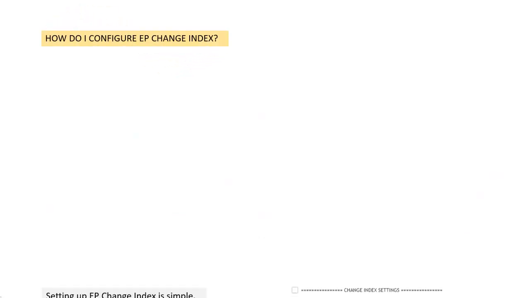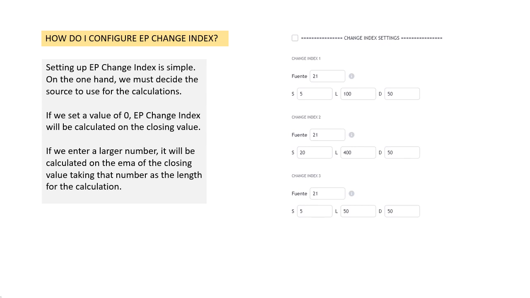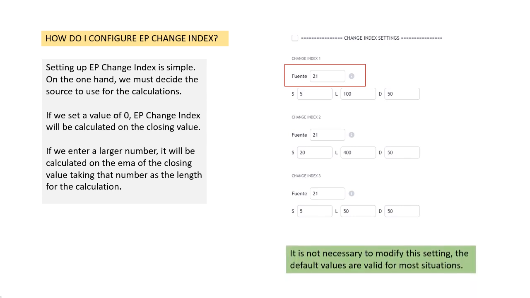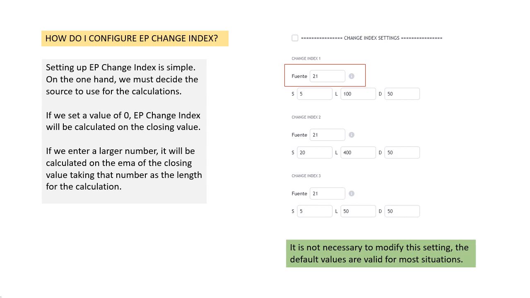How do I configure EP Change Index? Setting up EP Change Index is simple. On the one hand, we must decide the source to use for the calculations. If we set a value of 0, EP Change Index will be calculated on the closing value. If we enter a larger number, it will be calculated on the EMA of the closing value, taking that number as the length for the calculation. It is not necessary to modify this setting, the default values are valid for most situations.